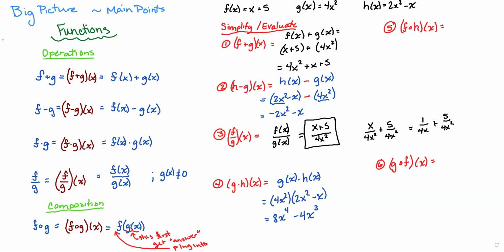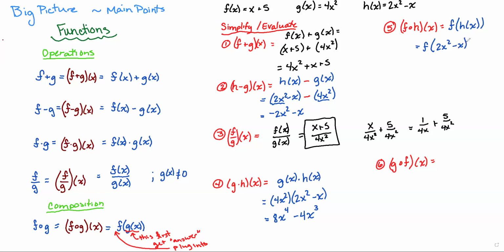So still using our f of x equals x plus 5, g of x equals 4x squared, and h of x equals 2x squared minus x. I am going to do the first one, which is f of h of x, which I would rewrite as f parentheses h parentheses x. Now, replacing what I know, h of x, I can replace it with its right side. So this is going to be the f equals, and instead of h of x, I can replace it with its right-hand side. So this is going to be 2x squared minus x.